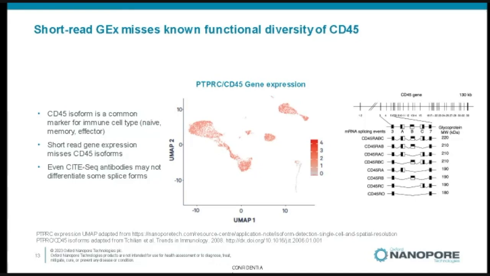So you might also say that, okay, CD45 is a surface protein, so I might use an antibody to differentiate the different isoforms. But even an antibody could sometimes be unable to differentiate between certain types of isoforms. So what we really need is a sequencing readout that can directly identify the isoform of CD45.